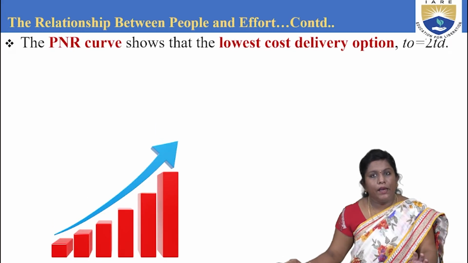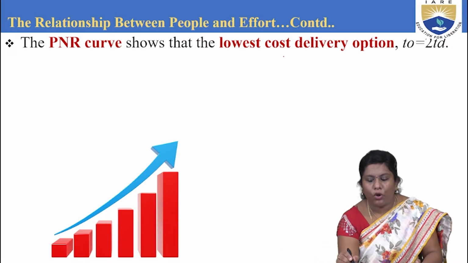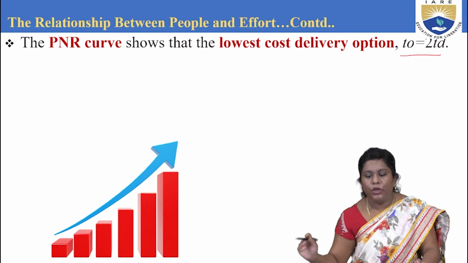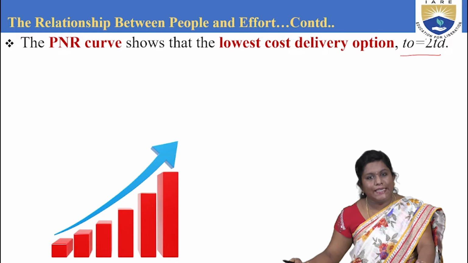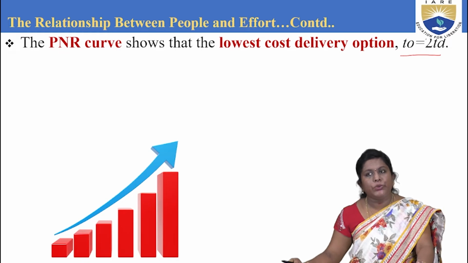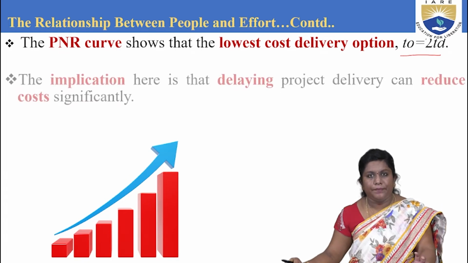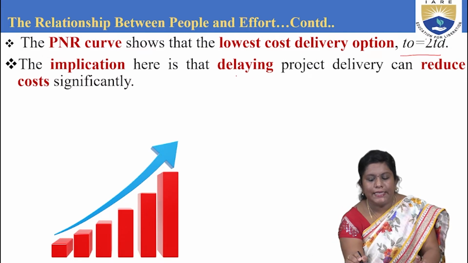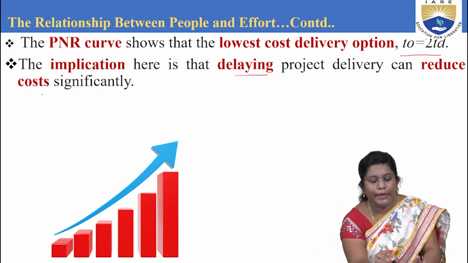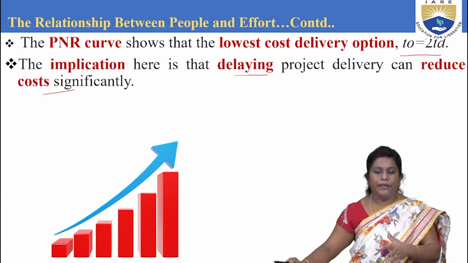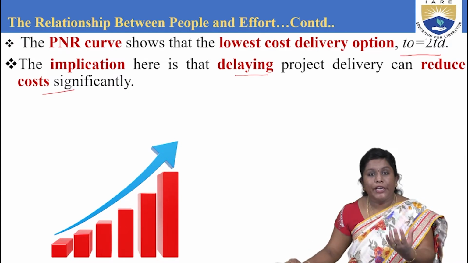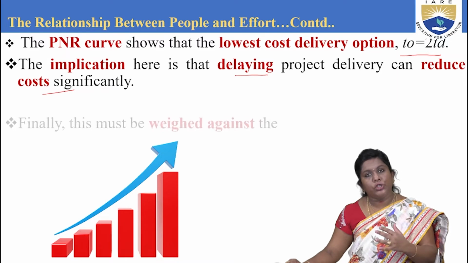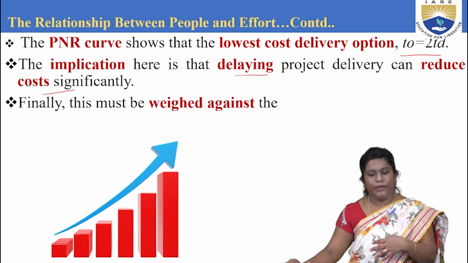Next, the PNR curve shows the lowest cost to be T naught equal to 2 times TD. That is, the optimal time is 2 times the delivery time. The implication here is that delaying the project can reduce the cost significantly. So whenever you delay the project, the cost keeps on reducing significantly.